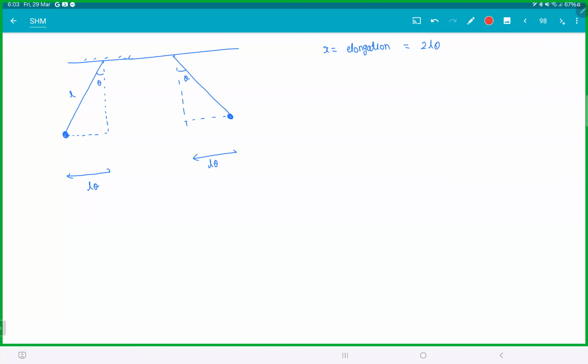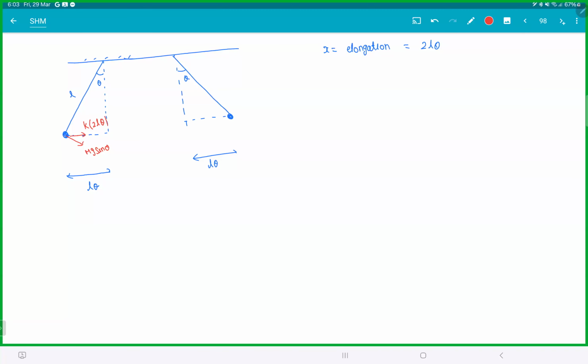What are the forces? We have mg sine theta, and we have the spring force K into 2L theta. Theta is small. This much you should have got. If you got till here, you're on the right track. Try, I'll give you a minute more.